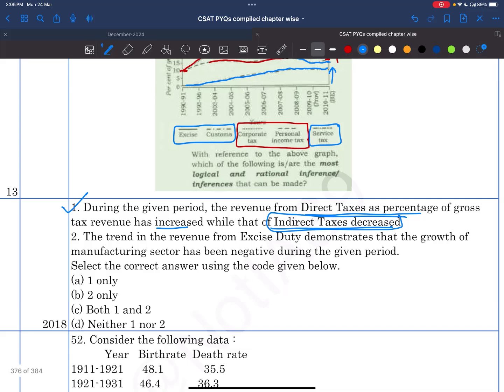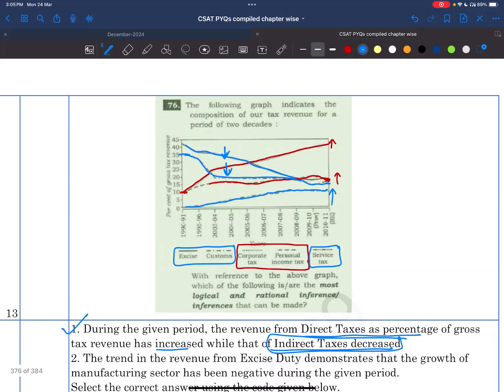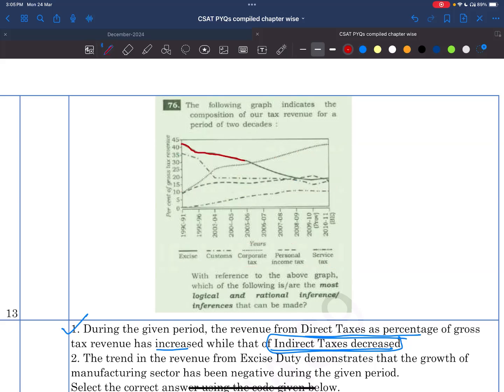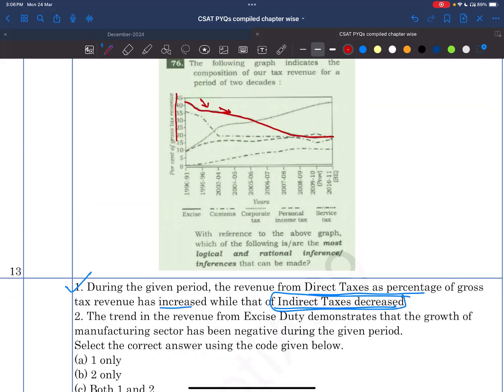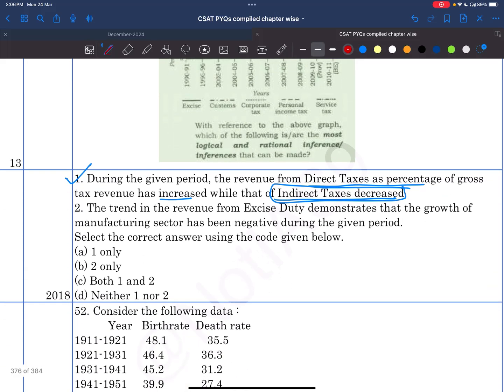Let's go to the next statement. The trend in the revenue from excise duty demonstrates that the growth of manufacturing sector has been negative during the given period. This is excise rate, just a percentage of gross tax revenue. That means the taxes are decreasing. Only the proportion of excise duty in the total tax revenue is decreasing. It does not indicate whether the growth rate of manufacturing sector is negative or positive. So this statement can be correct. The answer is 1 or 2.